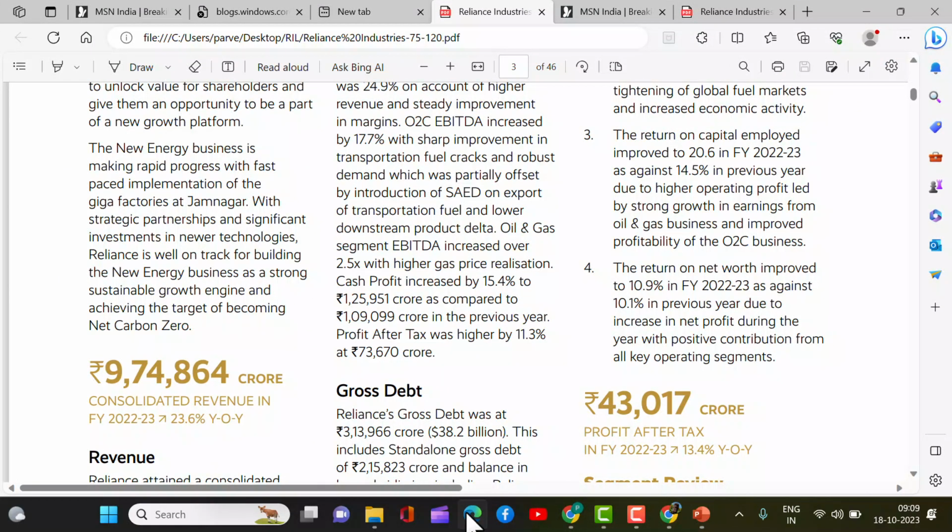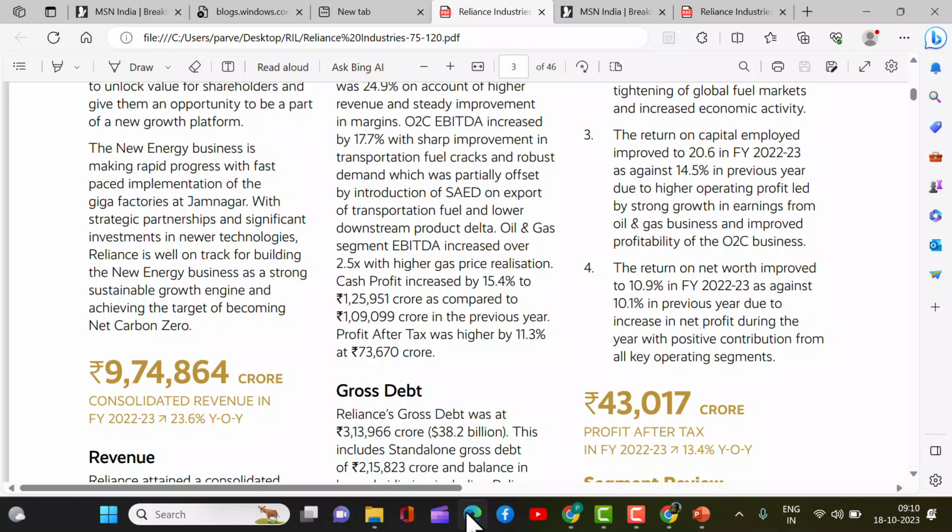So the turnover was 9,74,864 crores, and this figure includes GST. When you look at the screener, the figure is something like 8,70,000. If you minus GST, you come very near to the number. Then their profit after tax was 43,000 crores. This is coming right from the annual report of the company.